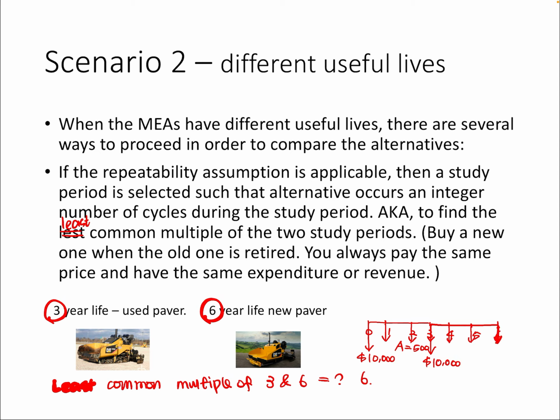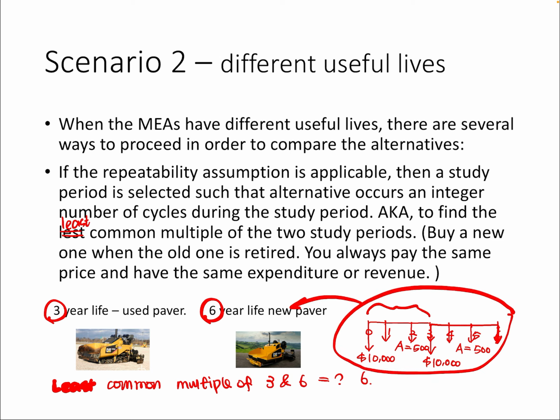And of course it will cost maintenance of 500 every year. So you see, you're repeating the pattern of this life cycle one more time, so that you can extend the 3 years to 6 years, and then you can compare this with this new paver.